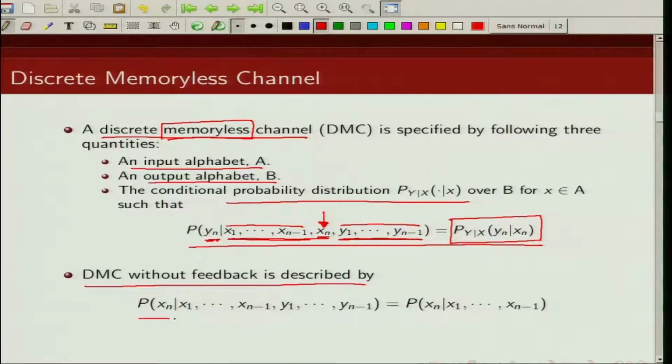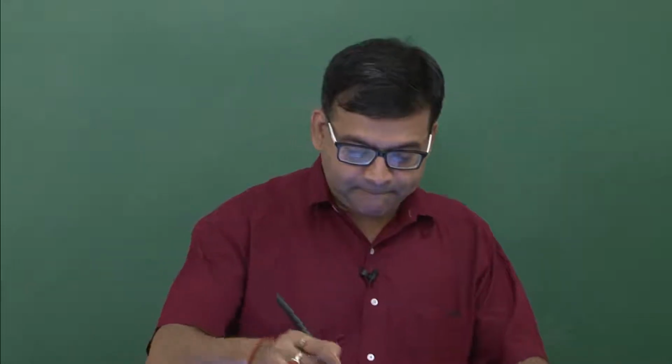Now we define a discrete memoryless channel without feedback as follows. So probability of xn given x1, x2, up to xn minus 1 and y1 to yn minus 1, it only depends on probability of xn given x1 to xn minus 1. So it does not depend on the past values of the output. So this is our discrete memoryless channel without feedback.